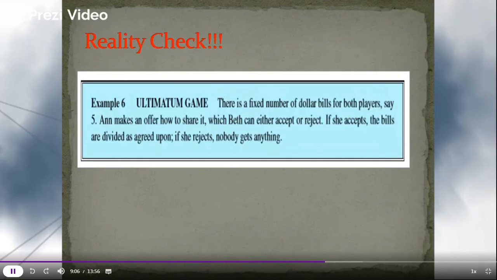So what happens in this game? There's a fixed number of dollar bills for both players. There are two players, and let's say the total amount of dollars available to them is 5. Anne makes an offer on how to share it, which Beth, the other player, can either accept or reject. What happens if she accepts? If Beth accepts Anne's offer, then the bills are divided as agreed upon. If she rejects, then nobody gets anything.